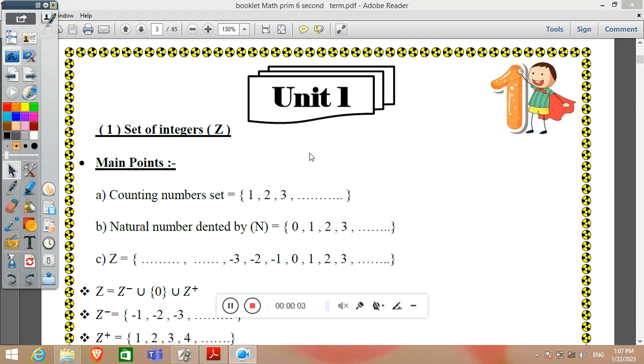Hello Primary 6. In these videos we're going to revise the lessons we studied throughout the term. First lesson, the set of integers.